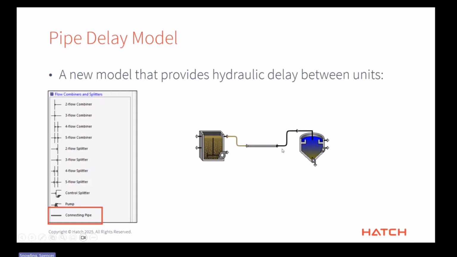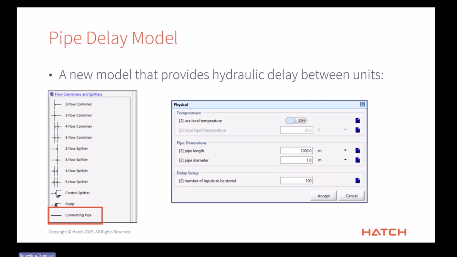I had one project years ago where all of our influent data was collected at a pumping station many hundreds of meters away. So there was a significant delay between the data we were using and what was actually happening at the plant. You can use an object like this to represent that. All you have to specify is the pipe length and diameter, and the number of outputs to be stored is the resolution of the changes. Whatever happens at the beginning of the pipe, one HRT later will be happening at the outlet side of the pipe as well.